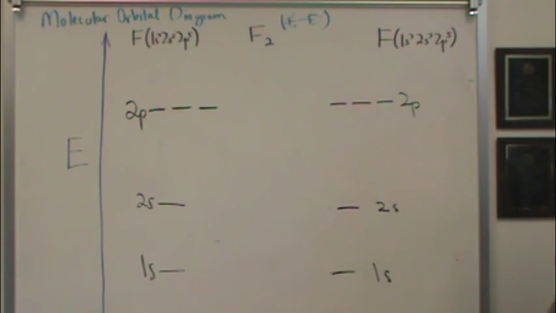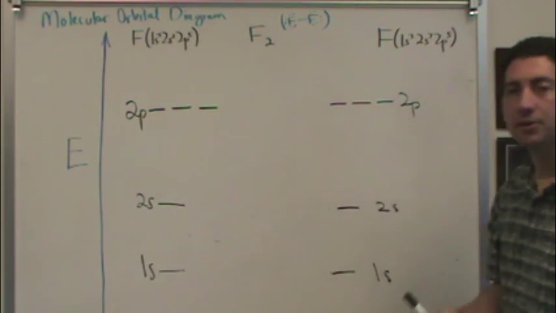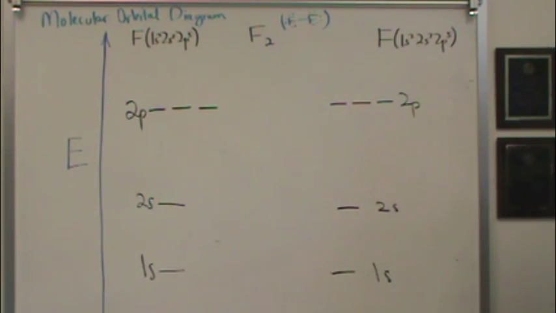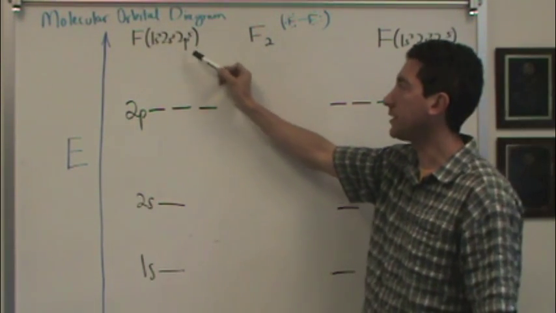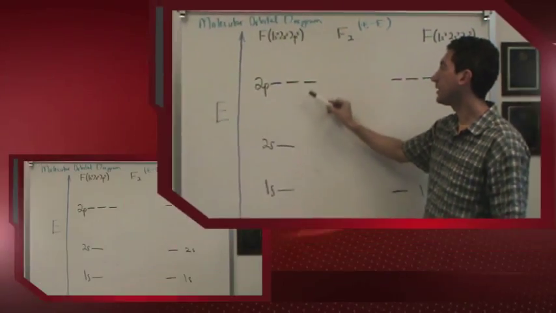So how do you draw a diagram for F2? First you focus on the fluorines individually. Electron configuration of 1s2, 2s2, 2p5. You'll want to write that out first. And it's the same for both. And then what you want to do is draw each of these orbitals. So you see I wrote a 1s, a 2s, and a 2p.